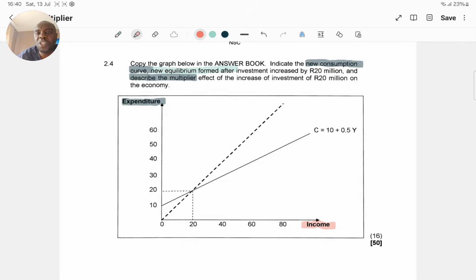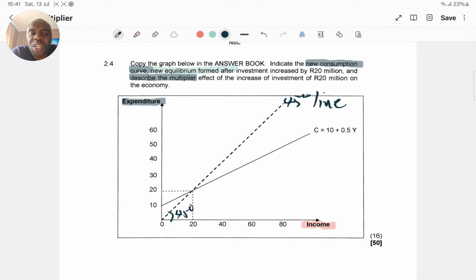So we want to look at how an increase in expenditure affects our income using a graph. First of all, you are going to notice that we have been given this dotted line that starts from 0, and that dotted line is called the 45-degree line because it's drawn at an angle of 45 degrees. And then the other one that starts from 10, which is given a formula C is equal to 10 plus 0.5y, is called the consumption curve.